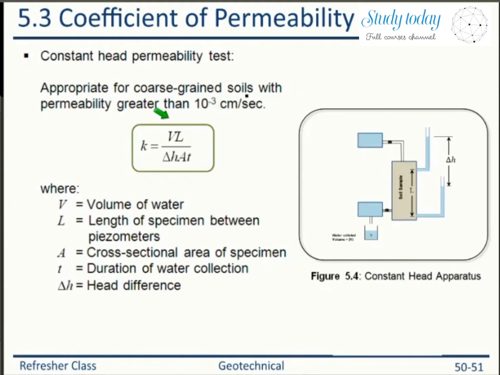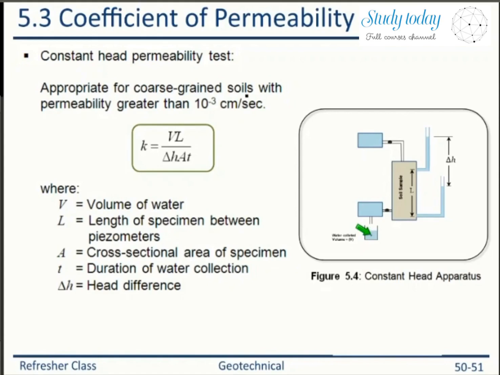To calculate the coefficient of permeability for coarse grained soil, we will solve this equation. K is equal to V multiplied by L divided by delta H divided by A divided by T. V is the volume of water that is collected in this jar. If you look at this test apparatus for the constant head permeability, there are a top reservoir and a lower reservoir, supplying water to the sample, and this one is draining out of the sample and collecting here, and whatever is collected here is collected in this jar.